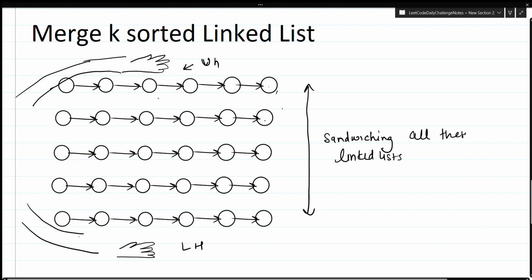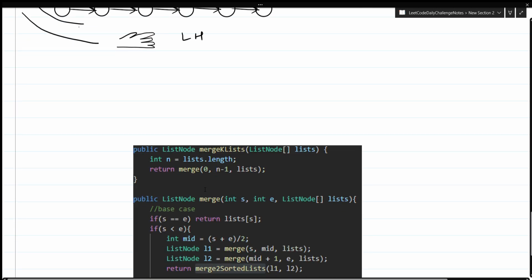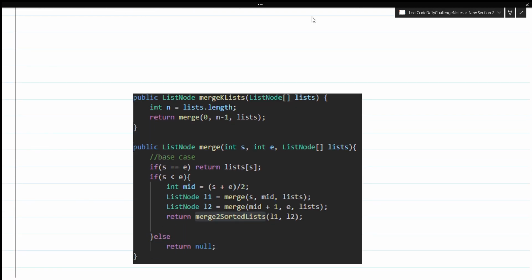So if I show you the code of this approach, this is the actual question, merge k lists, where an array of lists is given to me. What I did is I created a merge function where I send 0 as my starting position. Let's suppose these are my linked lists till n minus 1: 1, 2, 3. I send n minus 1 because I need to compress from n minus 1 and from 0.